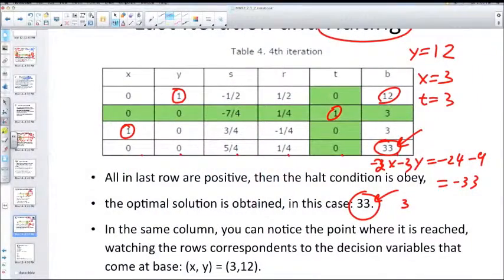So you're done. The answer is the maximum profit is 33,000. And your solution, you want to sell 3 tons of the crop A and 12 tons of crop B, as you see in the solution.